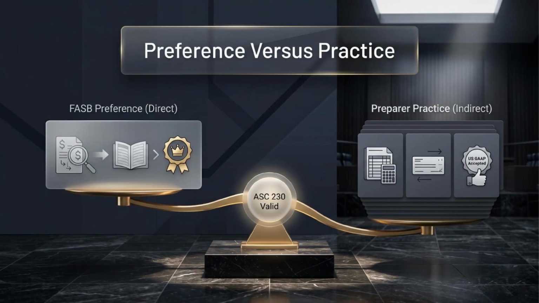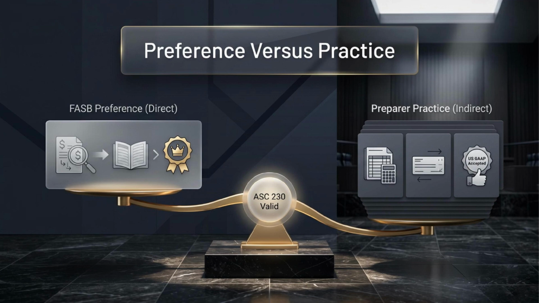Now let us compare preference versus practice. Conceptually, the FASB has preferred the direct method because it gives users clearer information about actual operating cash receipts and payments. A user can see cash collected from customers, cash paid to suppliers, cash paid for interest, and cash paid for taxes. That is very useful.